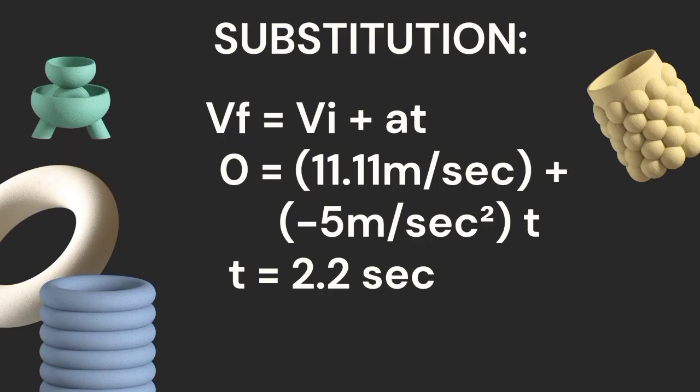After doing the whole process to get the right units and finding the givens, it was now ready for substitution. Using the third formula, final velocity is equal to initial velocity plus acceleration times time: 0 is equal to 11.11 meters per second plus negative 5 meters per second squared times time. So our answer is 2.2 seconds. The car will take 2.2 seconds to stop.